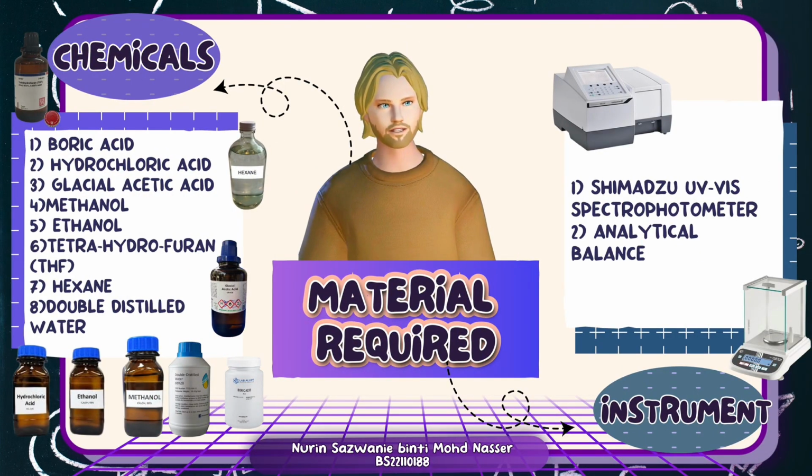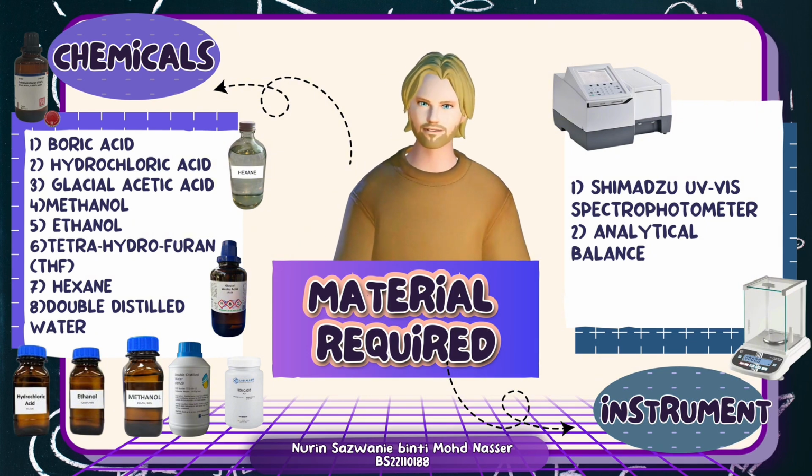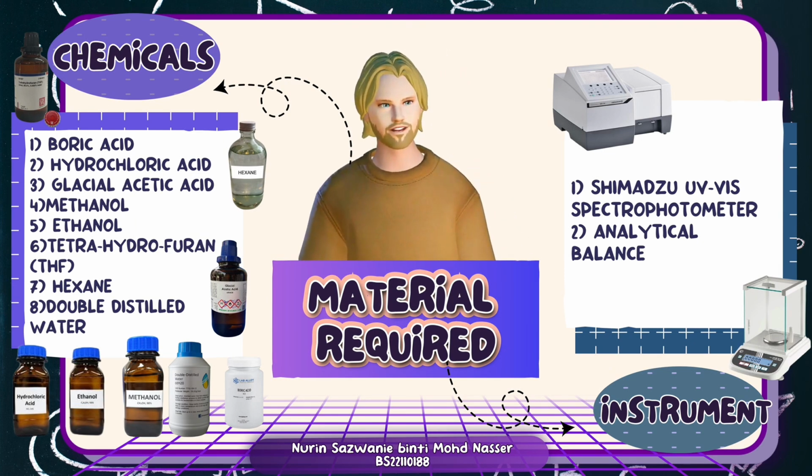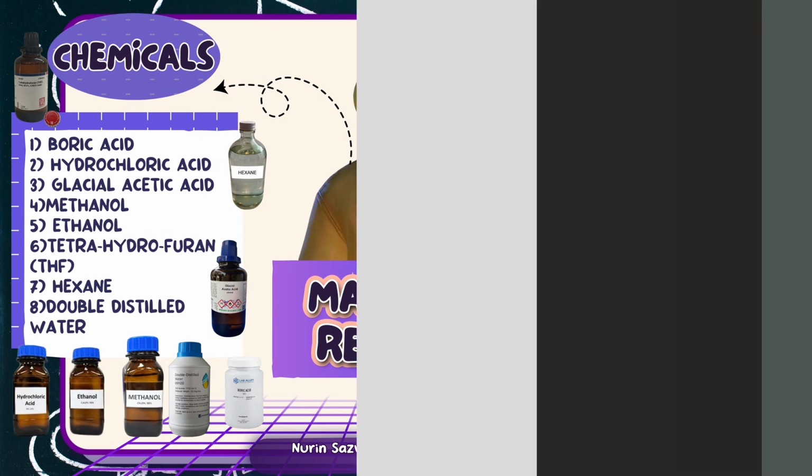The materials required for chemicals are boric acid, hydrochloric acid, glacial acetic acid, methanol, ethanol, tetrahydrofuran (THF), hexane, and double distilled water. For the instruments, a UV-vis spectrophotometer and an analytical balance.